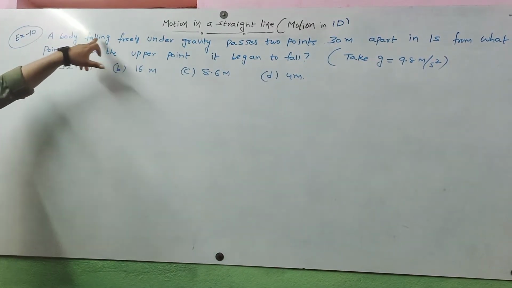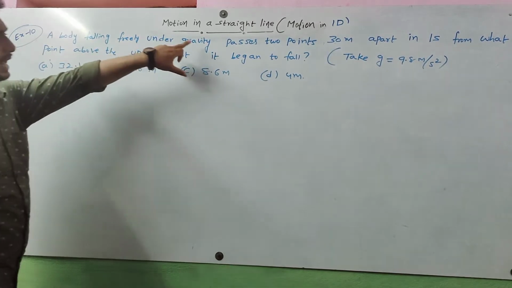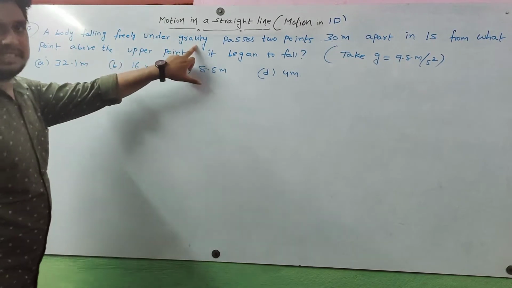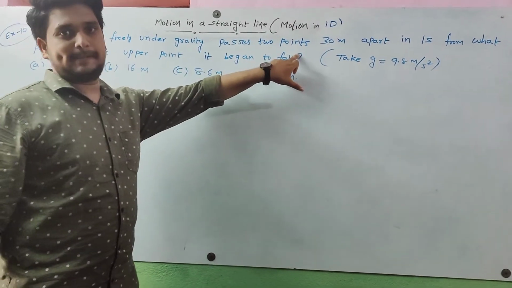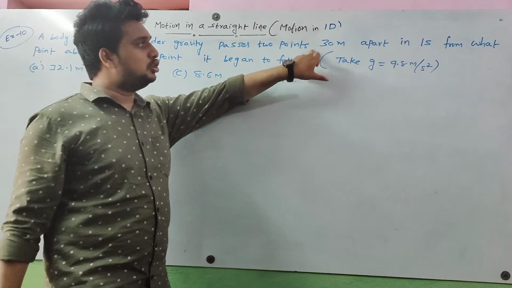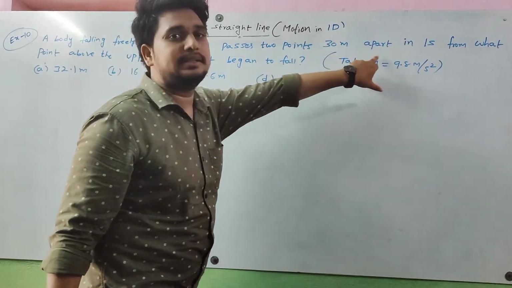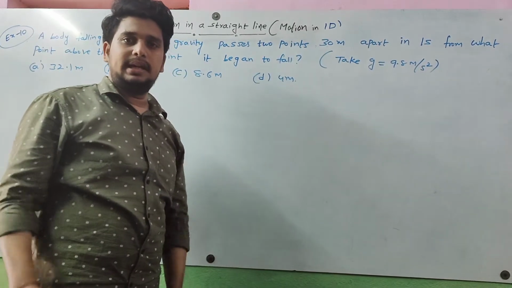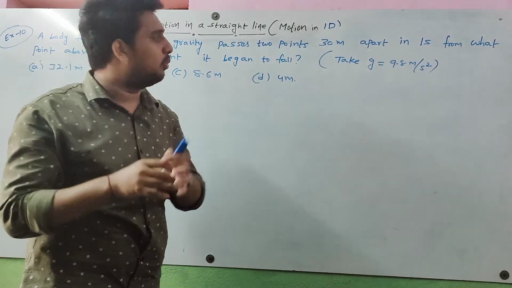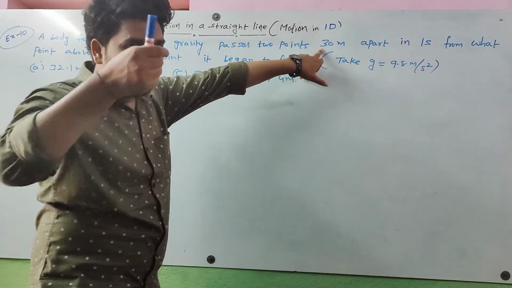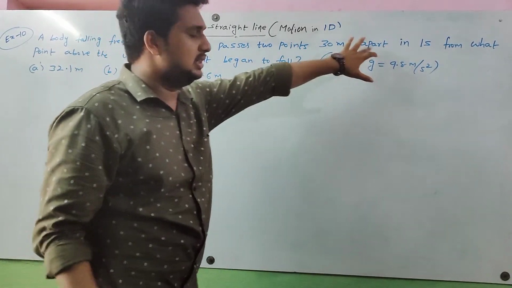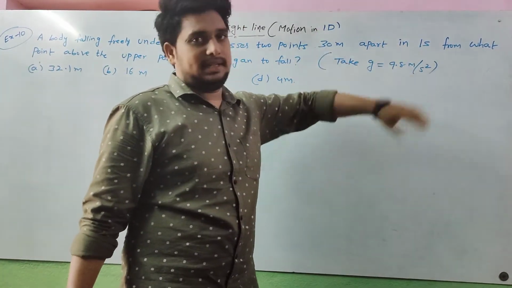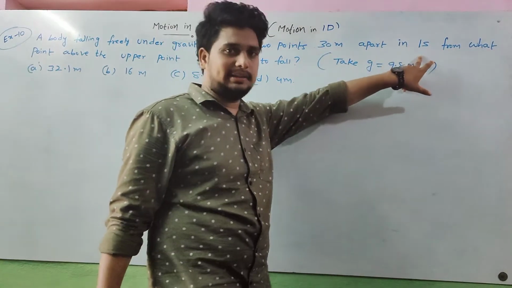A body falling freely under gravity passes 2 points. The 2 points are 30 meters apart, which means they are separated by a distance of 30 meters. It crosses them in 1 second.